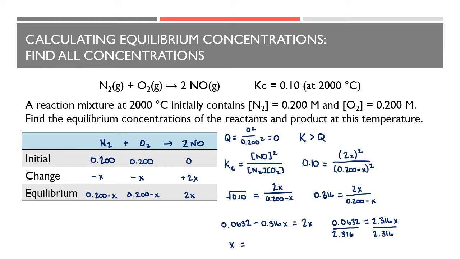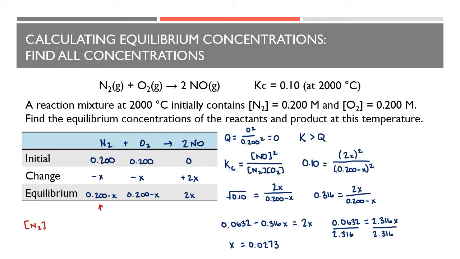So I get 0.0632 divided by 2.316. That is going to equal 0.0273. Now that's my x. The last thing I need to do is use this x to solve for the equilibrium concentrations of the reactants and products.